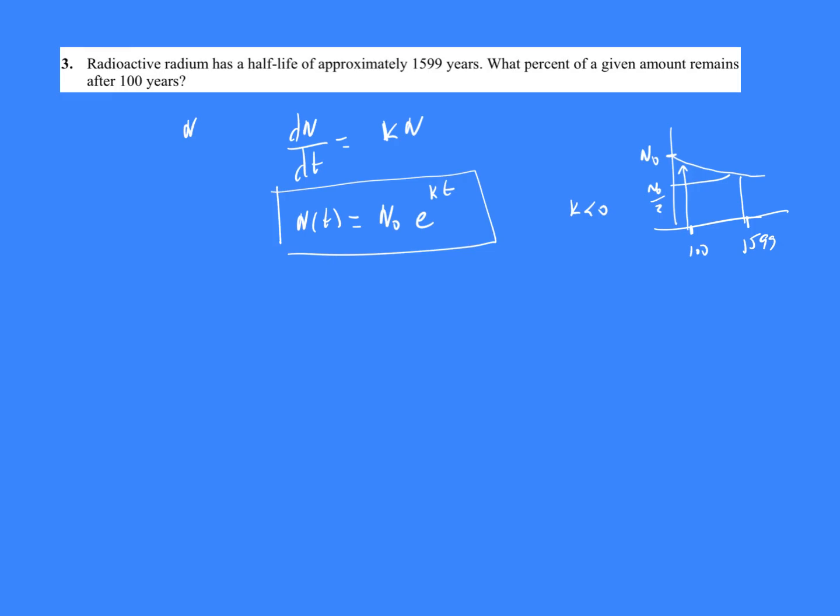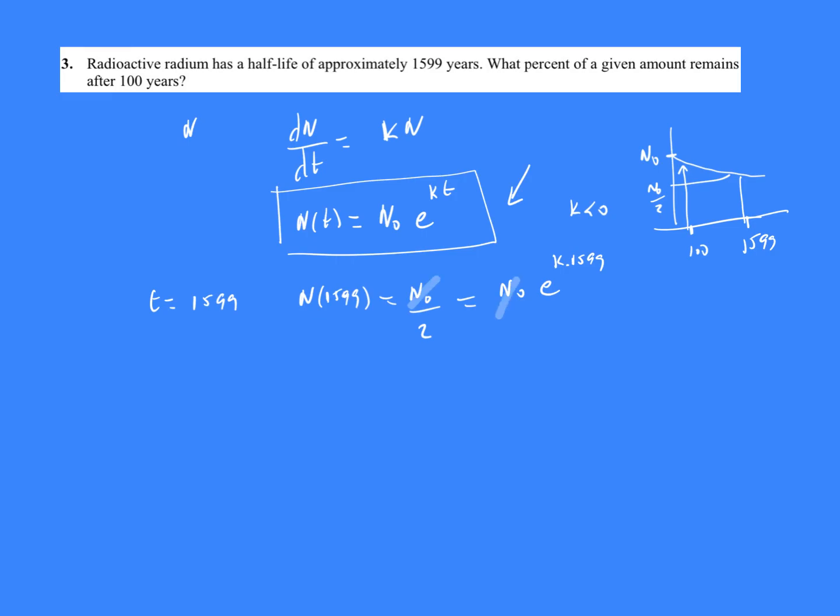What it says is that after t, when t equals 1,599, the amount of substance is half. So n of 1,599 is n0 divided by 2. So this equation will read that this is equal to n0 e to the kt, but t is 1,599. So this will allow me to find the k.